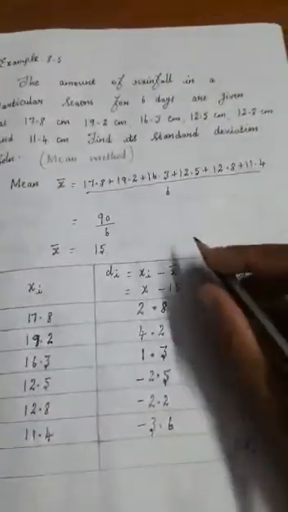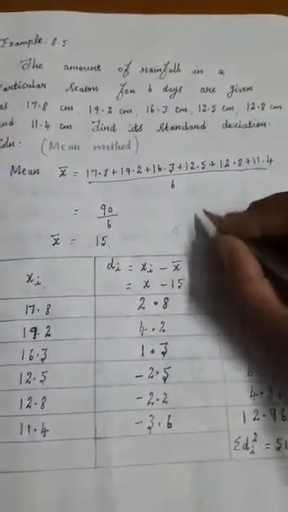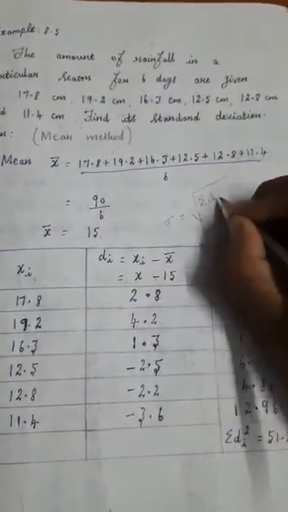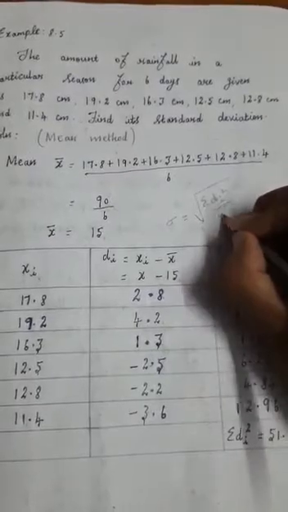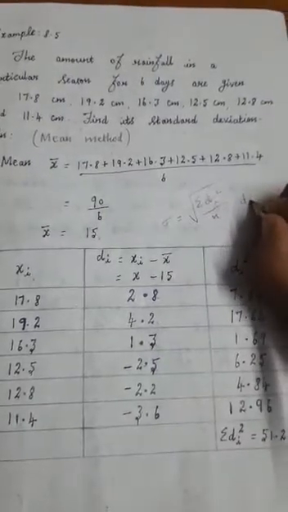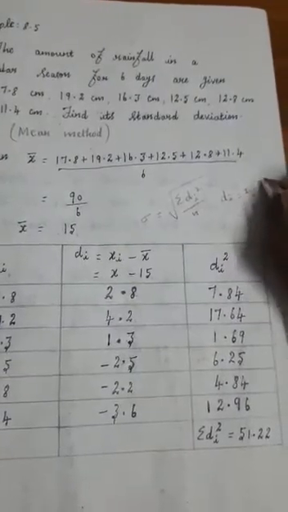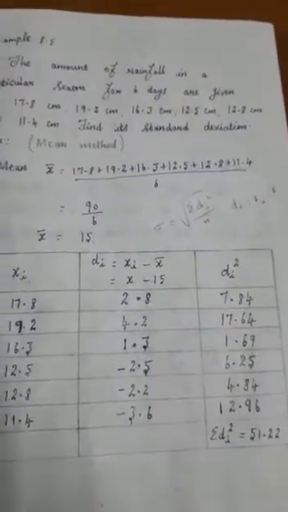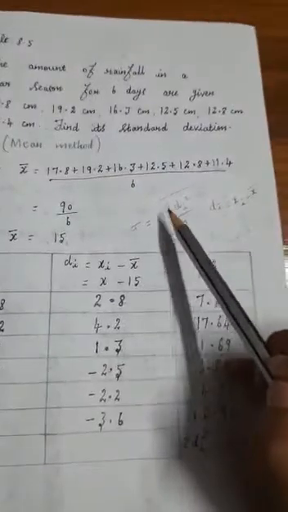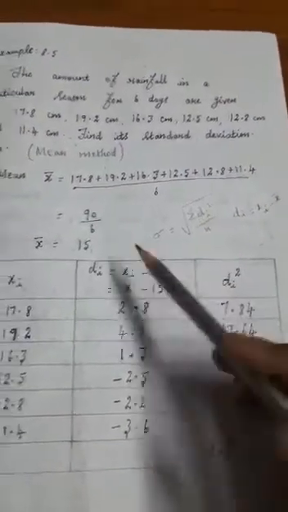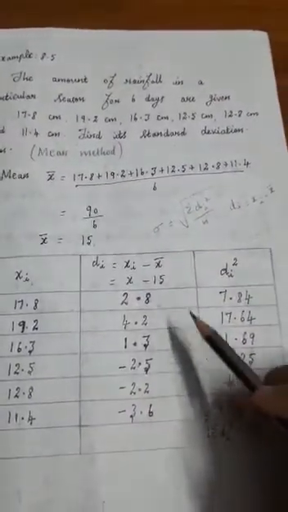So mean method, what is the formula? Standard deviation sigma is equal to root of summation di square divided by n. Okay, so divided by n. Di for mean method, how will you find out the di value? Xi minus x bar. Okay, so first see the formula. From the formula only you can identify what are the things we need to find out in the tabular column.